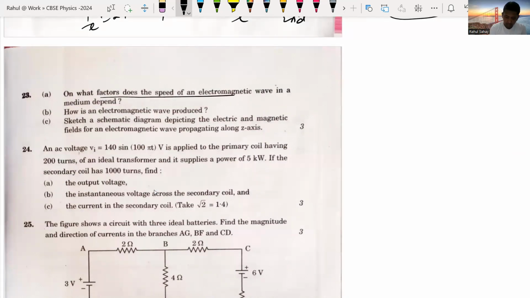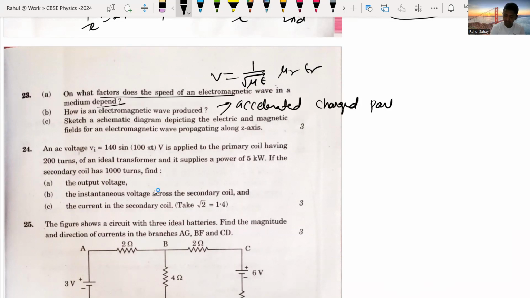What are the factors the speed of EMW depends on? The speed of EMW is 1 by root of mu and epsilon, meaning mu r and epsilon r. How is EMW produced and propagated? By an accelerated charged particle.